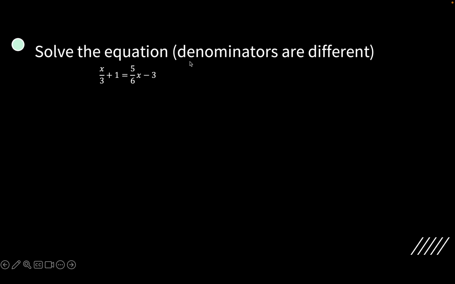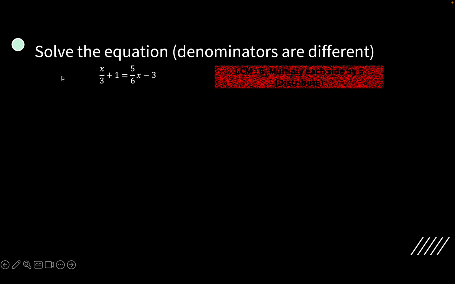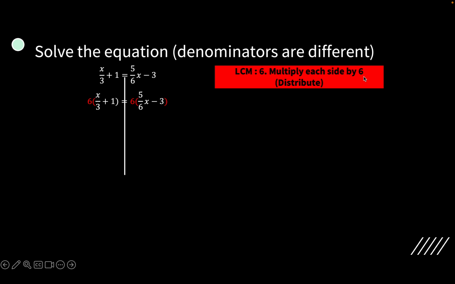Let's solve an equation when the denominators are different. So we have a 3 here, I have a 6 here. I need to figure out the common multiple. Can I multiply 3 by anything to get 6? Yes, I can multiply 3 by 2. So therefore, 6 is my common multiple. So I'm going to multiply both sides by 6 in order to help me get rid of the fractions.